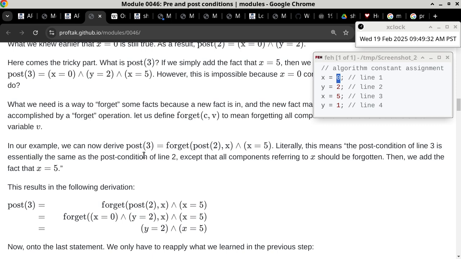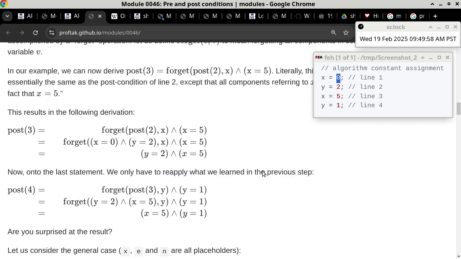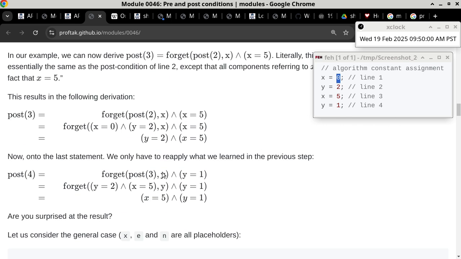So the other part that we're adding is that now x equals 5, so we say and x equals 5. After everything is applied, this is just an easier way to look at the whole thing: the result is y equals 2 and x equals 5. So this is what we need to do to track what happens to a variable when we have constant assignment. Now we move on to the last one.